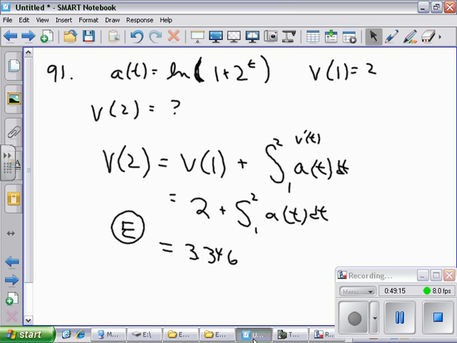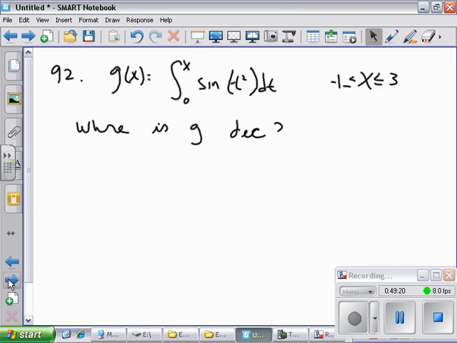Problem 92, the last calculator question. Now, they give you a g of x, it's one of these accumulation functions, and they want to know where g is decreasing. You have to make the connection right away to derivatives. If g is decreasing, what are we looking for? G prime is negative. Nice.